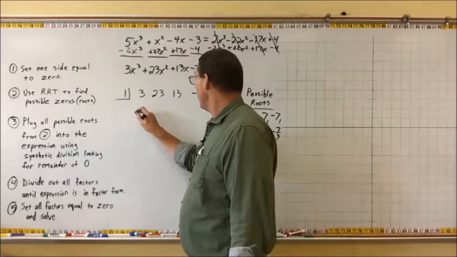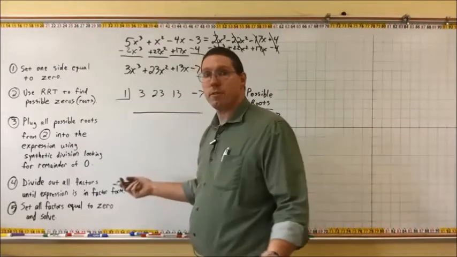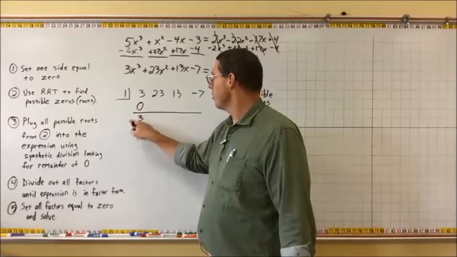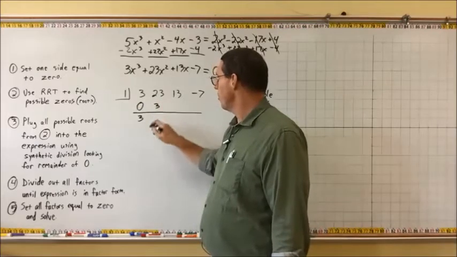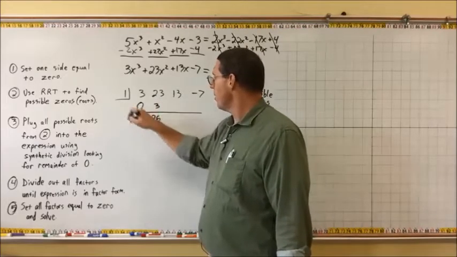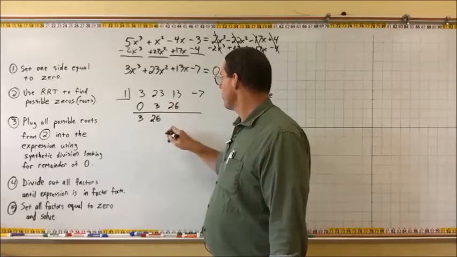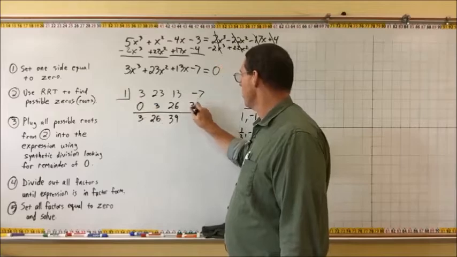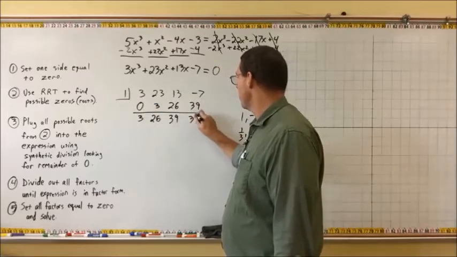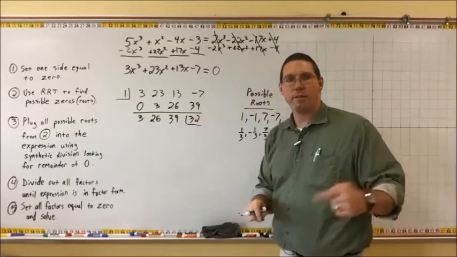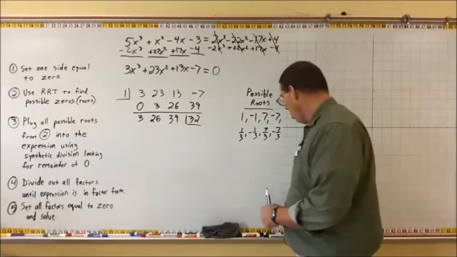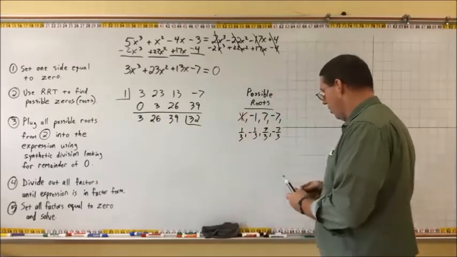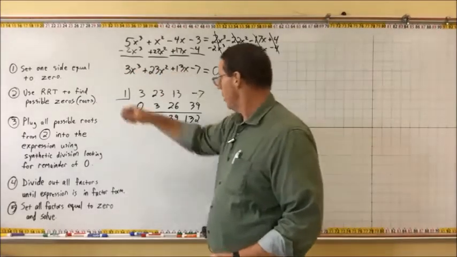All right, now I'm going to draw this line. We're going to do synthetic division. So I'm going to put a 0 here. 3 plus 0 is 3. 3 times 1 is 3. Plus 23 is 26. Times 1 is 26. Plus 13 is 39. Times 1 is 39. Minus 7 is 32. Remainder is not 0. Therefore, 1 is not one of the roots of this polynomial.